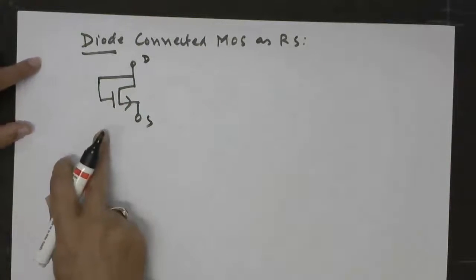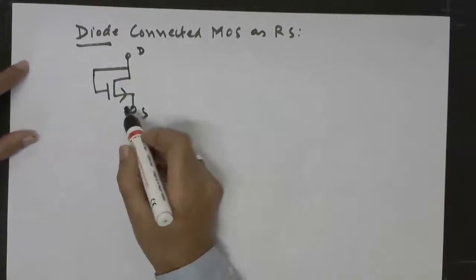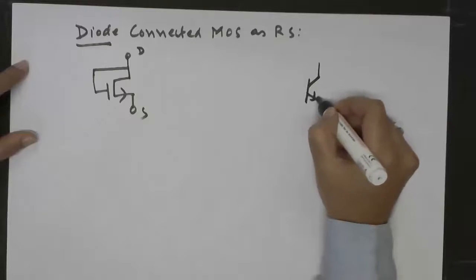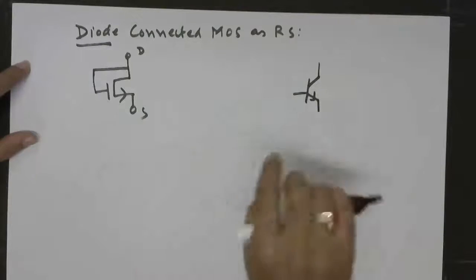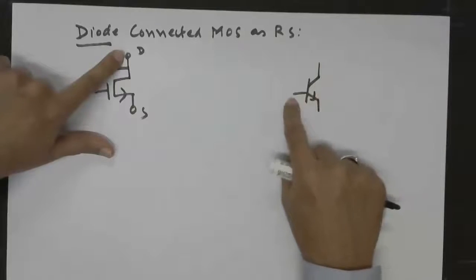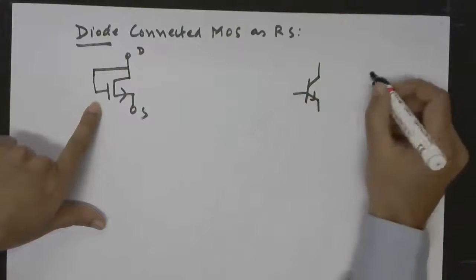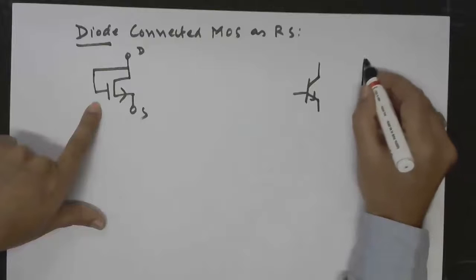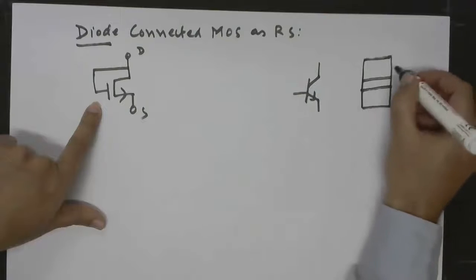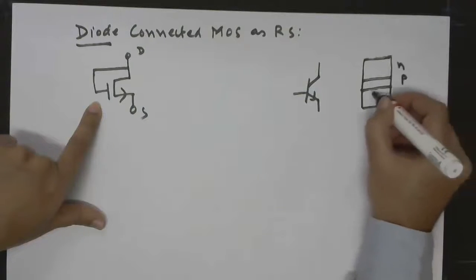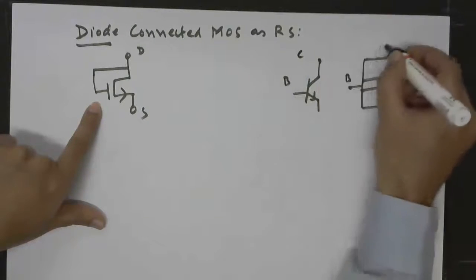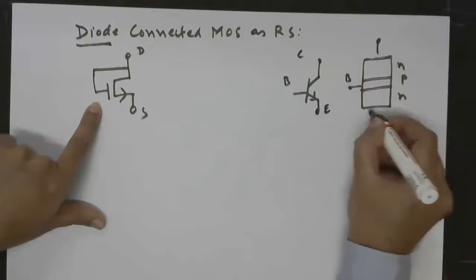Now why is this one called diode connected? Actually the naming has been derived from that of the corresponding BJT connection. So in BJT also we know that the emitter is equivalent to source, collector is equivalent to drain, and base is equivalent to gate. And the structure of an NPN BJT we know is like this. This is N, this is P, this is N. So this is your base, this collector is here, and this emitter is here.